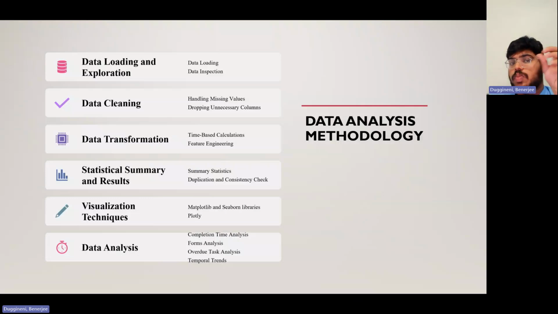Coming to the methodology of this project, what I've done is first the data loading and exploration.